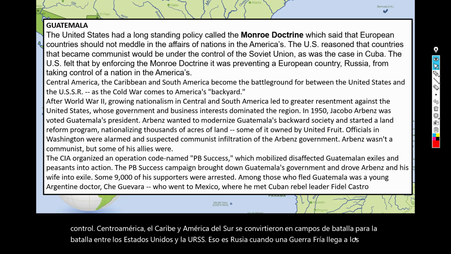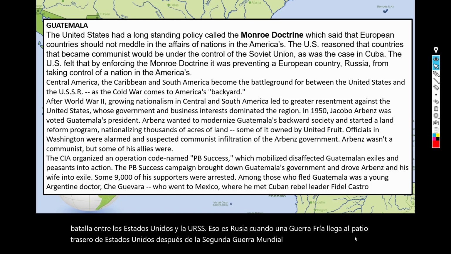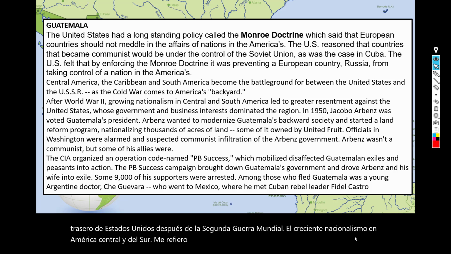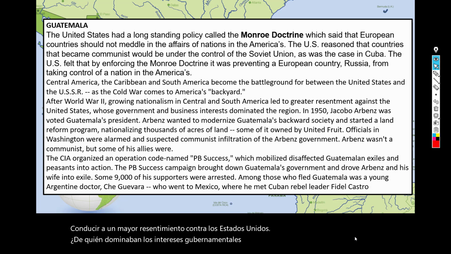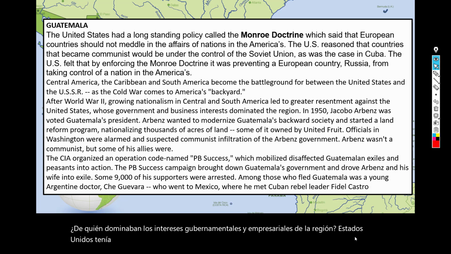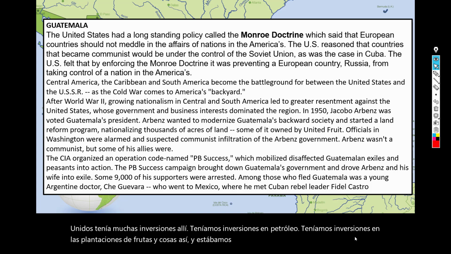After World War II, the growing nationalism in Central and South America, I mean putting our country first, led to greater resentment against the United States, whose government and business interests dominated the region. The United States had a lot of investments in there. We had investments in oil, we had investments in fruit plantations and things, and we were importing a lot of stuff from Central America, and we had some American businessmen who owned property there.